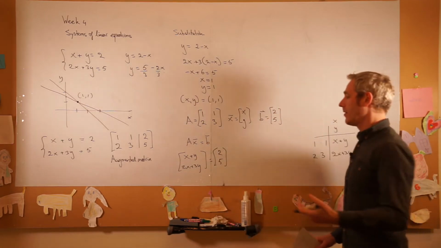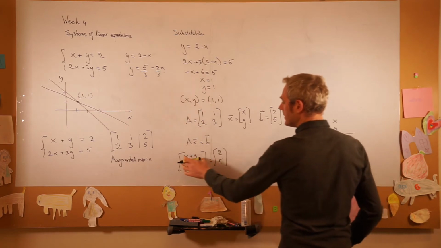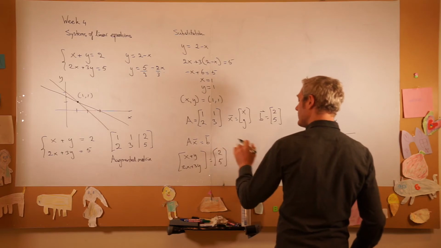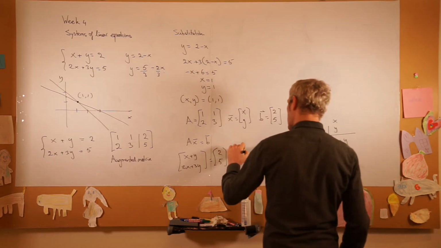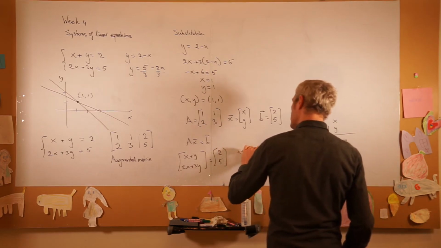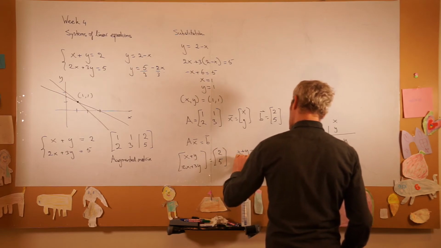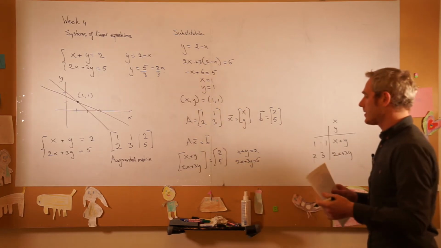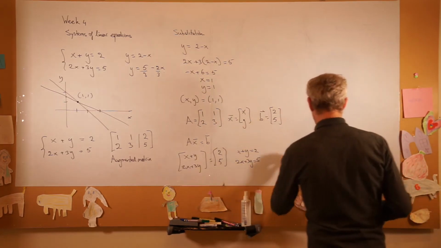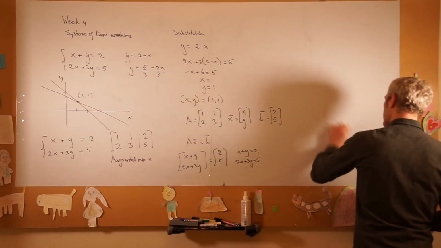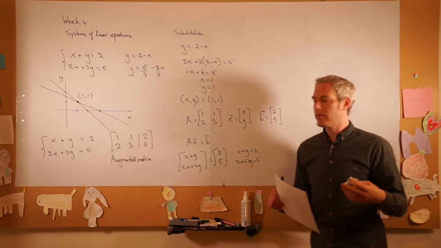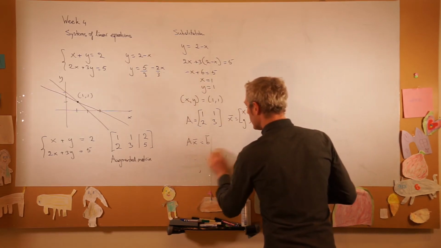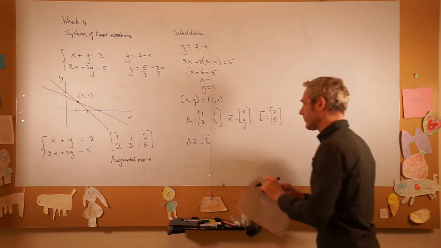And we see we have an equality of two vectors, which means the first coordinate of this vector must be equal to the first coordinate of the second vector. So we get x plus y is equal to 2, and we get 2x plus 3y is equal to 5. So it's the same problem, the same set of equations. But I want to solve this differently. I want to stay in the realm of matrices.